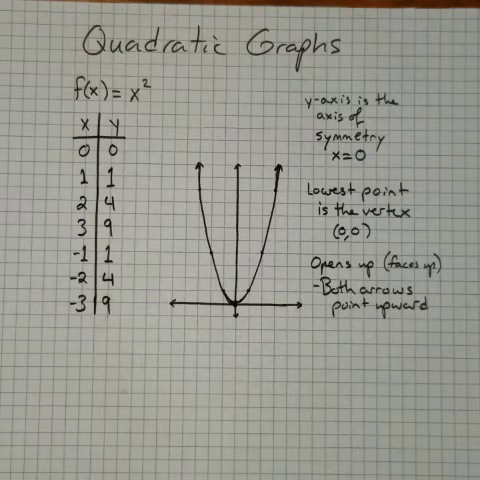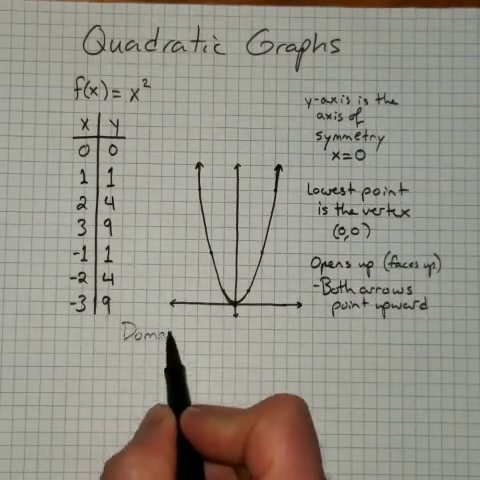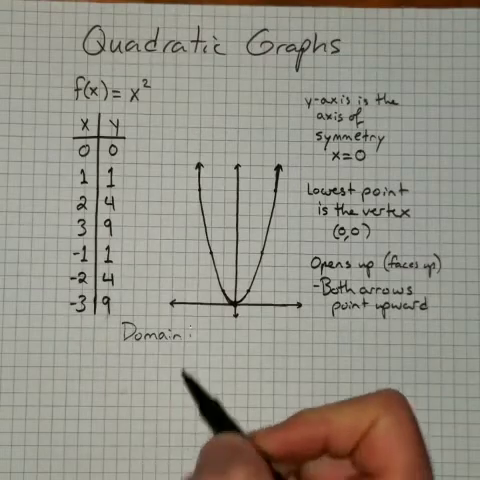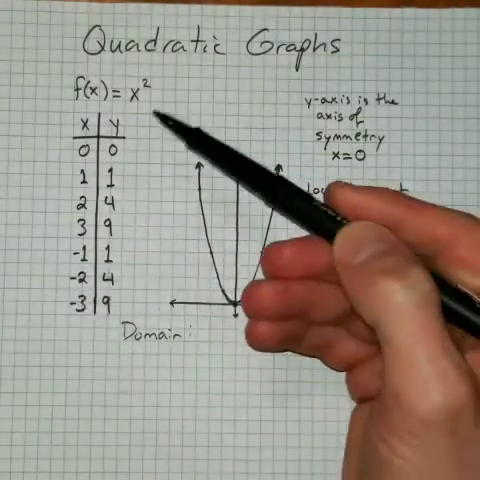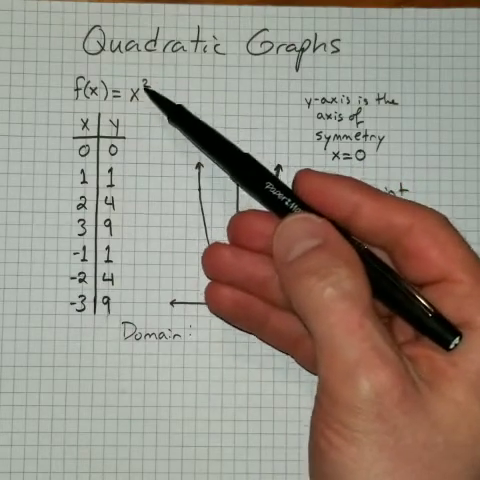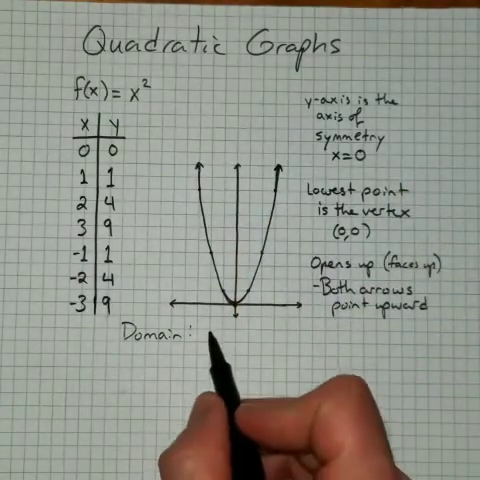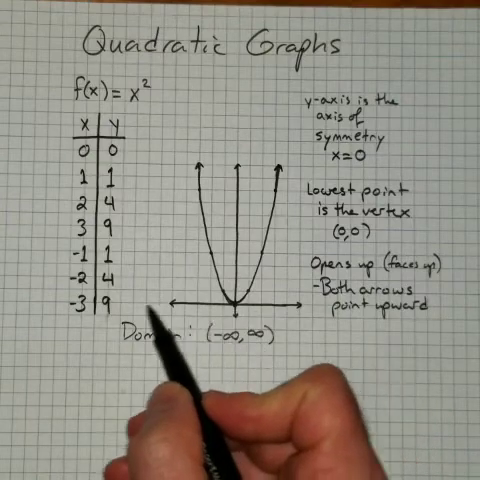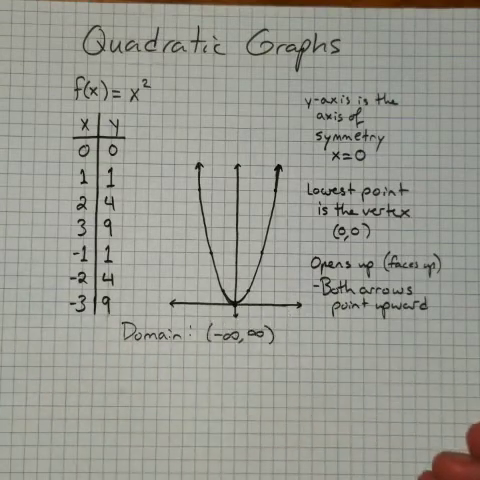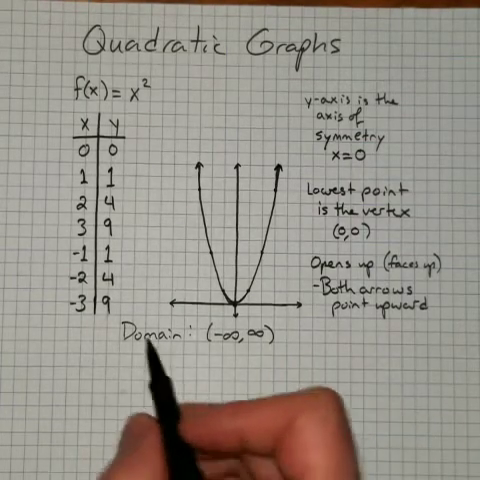A couple other features of this parabola that we need to point out are the domain and the range. Okay, so the domain here is going to be all the numbers that you can plug into the function. Well, there's no problem with squaring numbers. You can plug anything in and get a square, right? Get its square. So the domain is going to be all real numbers. In other words, you can plug anything in indefinitely to the left and indefinitely to the right, and you'll get a value out.